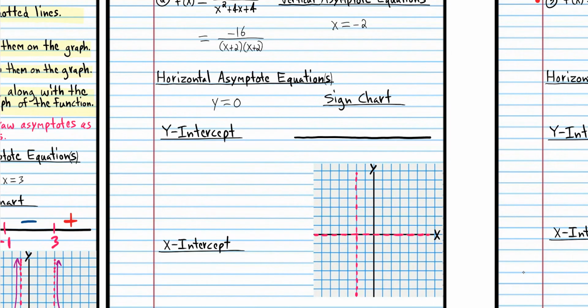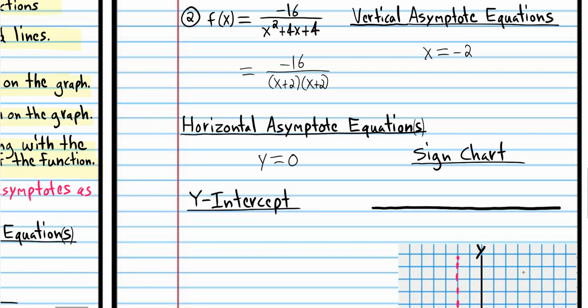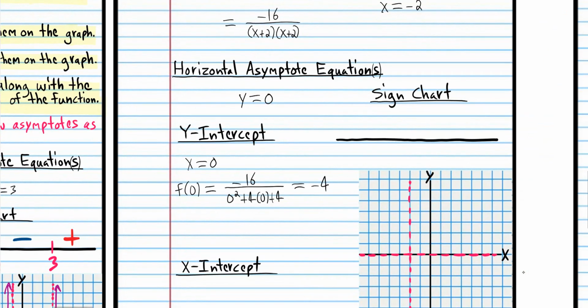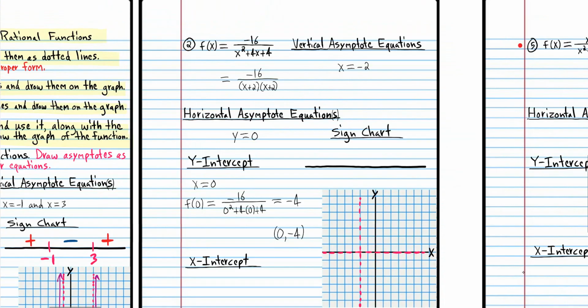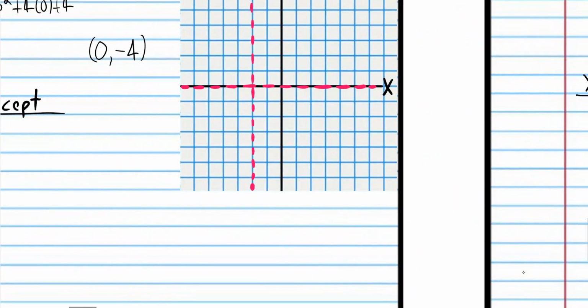Okay, so we have our asymptotes drawn. Now I'm going to find the y-intercept. In order to do that, we have to let x equal 0. So f of 0 is equal to -16 over 0 squared plus 4 times 0 plus 4, and we get -4. So our y-intercept is (0, -4). Alright, so I'm going to go ahead and plot that.